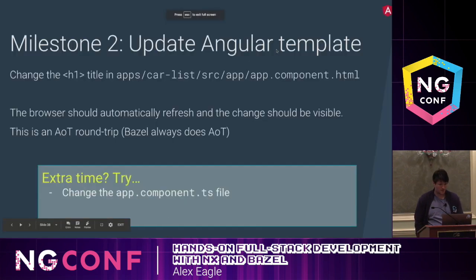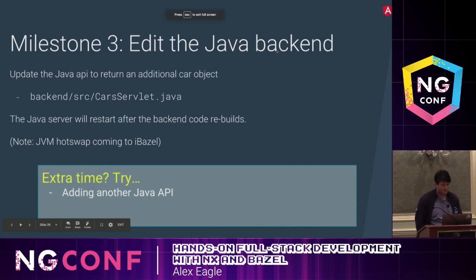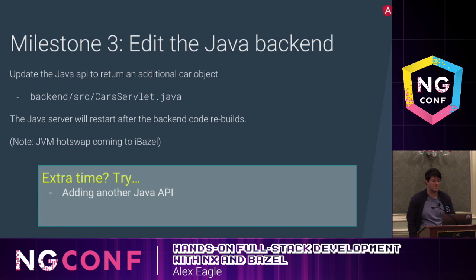All right, so the next, like we said, the car selection is less than impressive. So what we want you to do next is to change the response to add additional cars that you think are more impressive. And where you need to make those edits is under backend source and CarServlet.java. And in there, you'll see an array of car objects. Just pop in another car object.